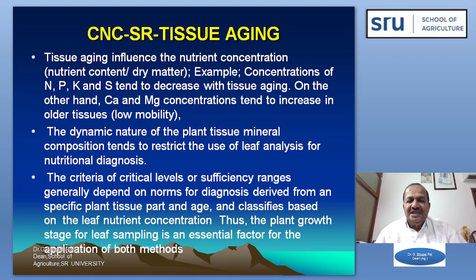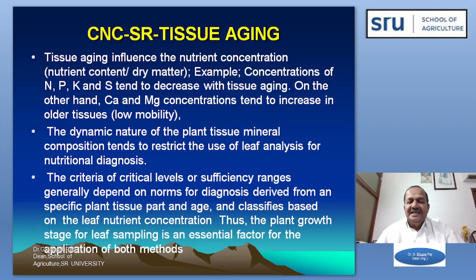Tissue aging generally influences the nutrient concentration. For example, concentrations of nitrogen, phosphorus, potash and sulfur tend to decrease with tissue aging. As the age of the crop advances, the nutrient contents like N, P, K and sulfur will decrease. But in contrast to this, the calcium and magnesium concentrations tend to increase in the older tissues because of the low mobility of these nutrients.